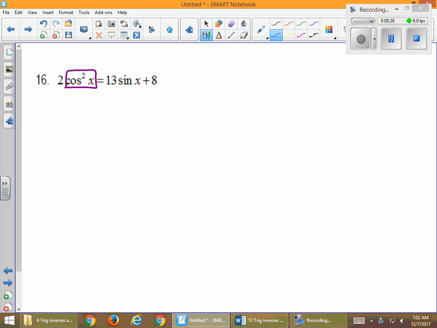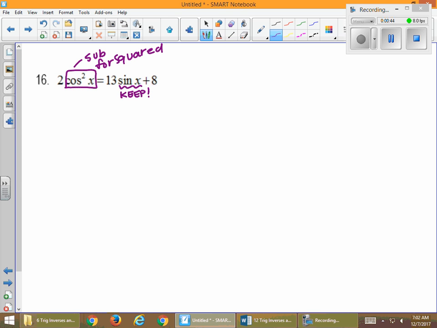So we're going to substitute for the squared and keep the singlet. The only thing we can change sine into is 1 over cosecant, and that's not helpful. So if you need to write out your identity so that you can substitute in there, cosine squared is the same as 1 minus sine squared.